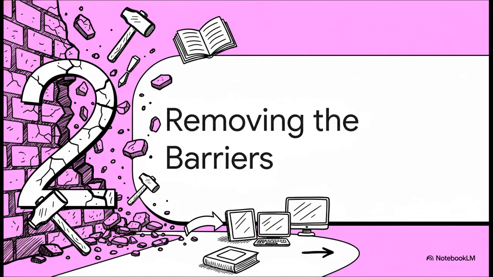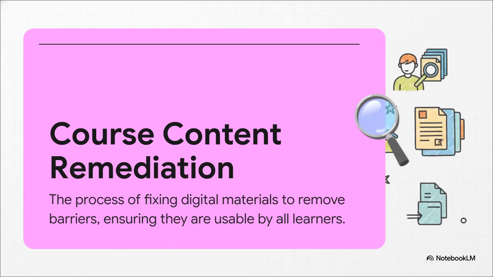Okay, so here's the good news. We can absolutely take that wall apart, and the process for doing it has a name. It's called course content remediation. And honestly, it's way more straightforward than it sounds. At its heart, remediation is really just an active process. It's about being intentional. It's about going back into our course materials, finding those barriers, and then systematically fixing them. This isn't about dumbing anything down. It's about opening things up, raising the level of access for everyone.